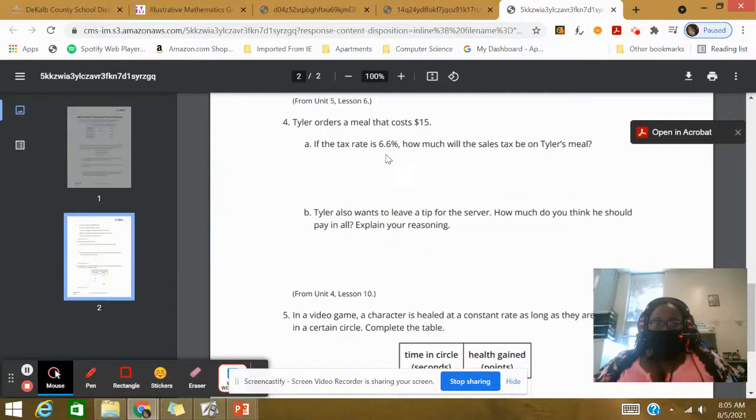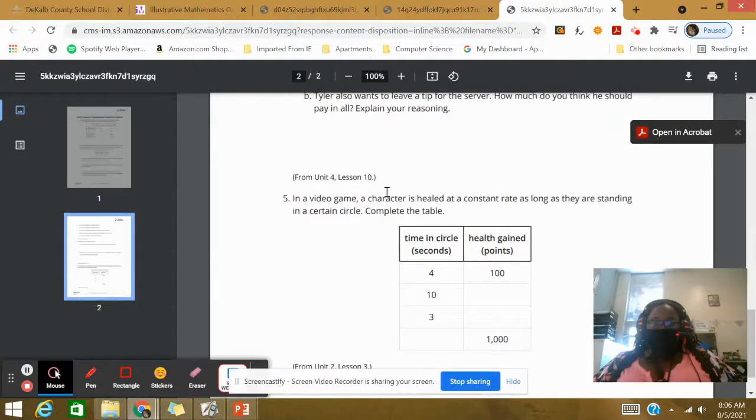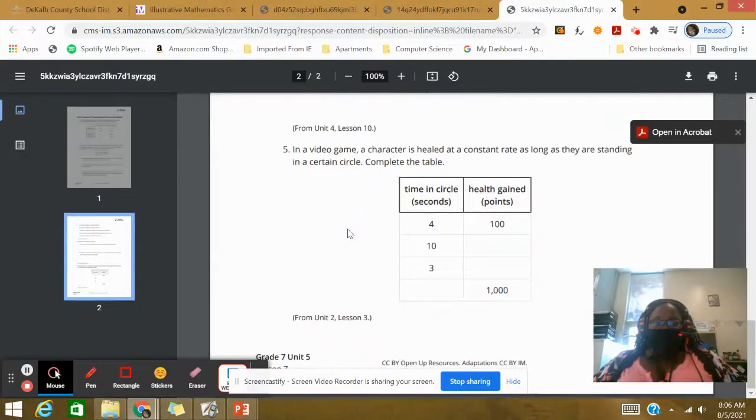Question 4, again, looking at percentages. I think you guys can do this question. So it says Tyler ordered a meal, cost $15. The tax is 6.6. So you're going to times 6.6%, or you can convert this to a decimal by $15. And I'll figure that out. And it says Tyler also wants to leave a tip for the server. So how much do you think he should pay overall? And this is really just whatever number you come up with, just kind of explain why you came up with that value. Question 5, we're back to looking at charts.